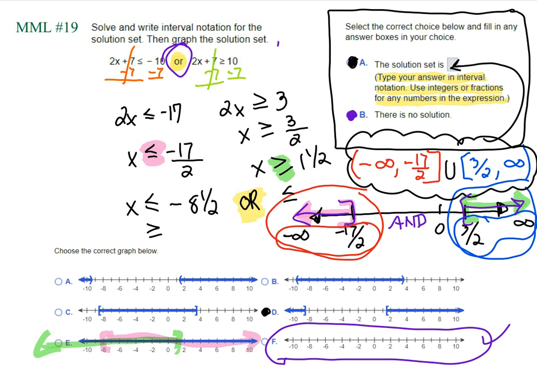So, but anyway, for the original problem, there's your interval, and it's choice D. So I tried to go over the situation where it looks like E or if it looks like F and how that happens. And okay, so there you go.